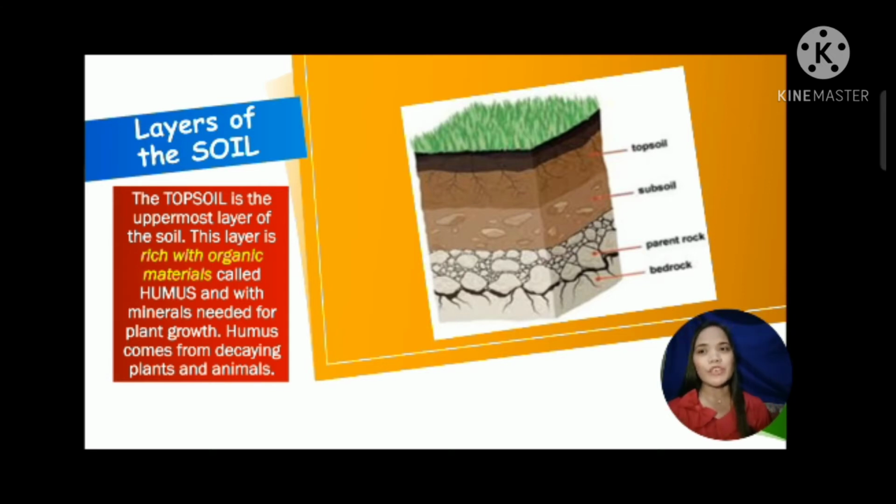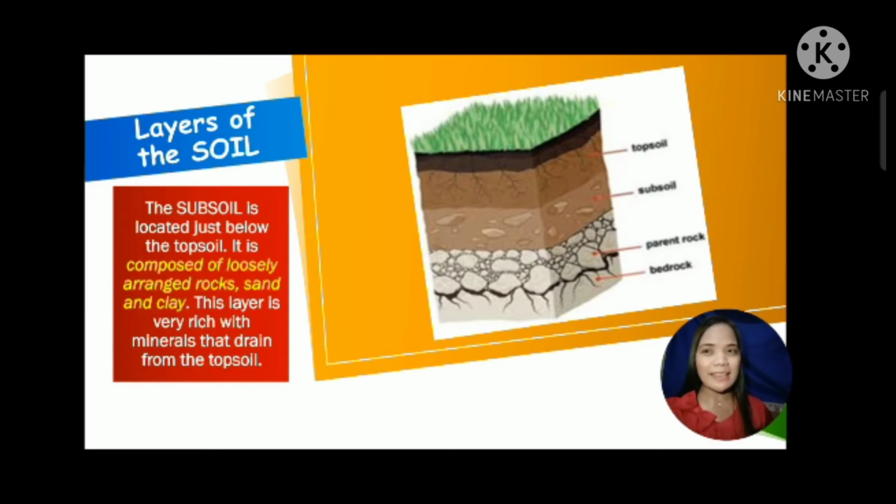This layer is rich with organic materials called humus and with minerals needed for plant growth. Humus comes from decaying plants and animals. So the first layer, yung pinakaibabaw na layer ng soil, is the topsoil. This layer is rich with organic materials because it is where we can find humus that is needed for the growth of the plants, and humus came from decaying plants and animals.